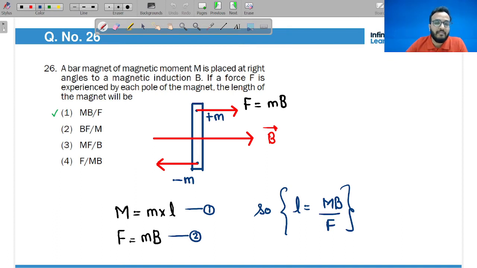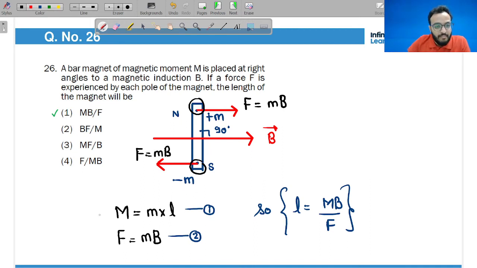Now, bar magnet means a north and a south pole, right? A north pole and a south pole. But we can also treat north pole as positive pole strength plus M and south pole as negative pole strength minus M. So this is a magnetic dipole. A bar magnet is also a magnetic dipole which is placed perpendicular to a magnetic field, as you can see here, right? So obviously the force that it is going to experience, every pole is going to experience a force of mB. We all know that through charge analogy, electrostatic analogy, right? And here what is the force? Here also the force is mB but in opposite direction, right?